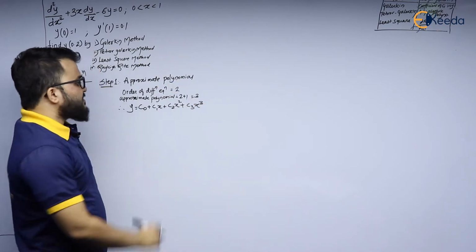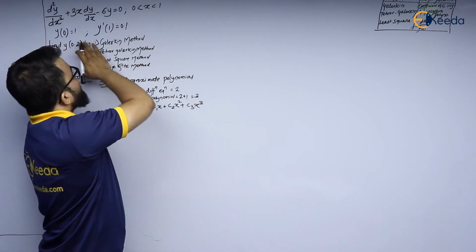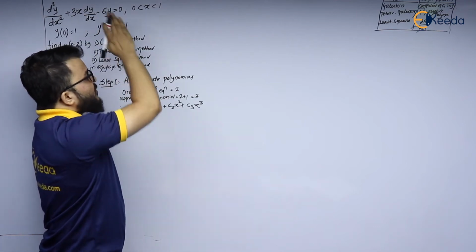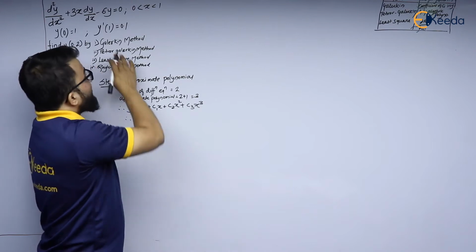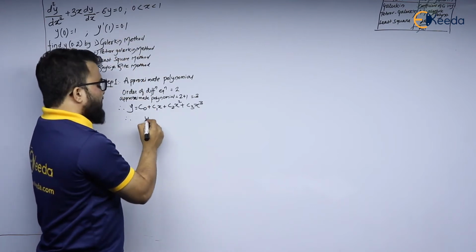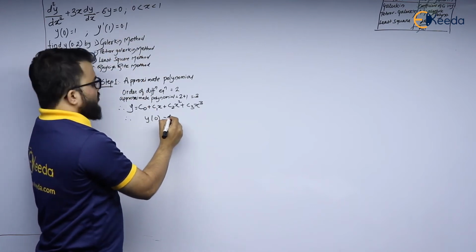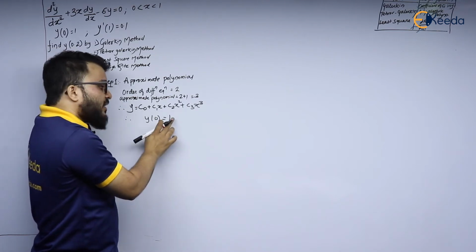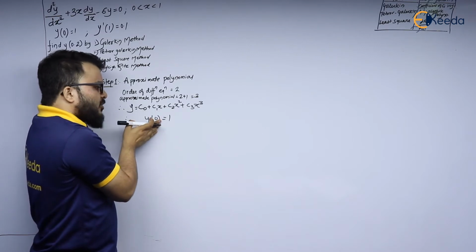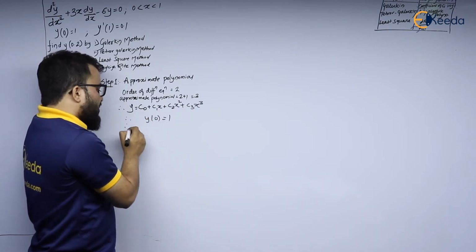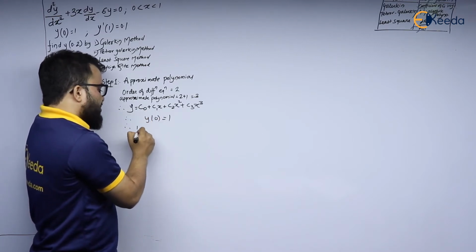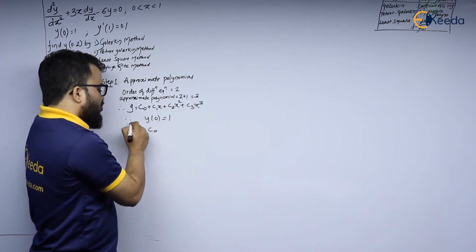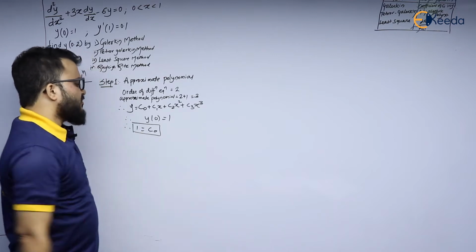Now we will see what the boundary conditions are. One is the essential boundary condition and the second is the natural boundary condition. So first we will apply both boundary conditions. My first boundary condition is y of 0 equals 1. That means when x equals 0, y equals 1. So I will put this boundary condition in the above equation, and I will get c0 equals 1.